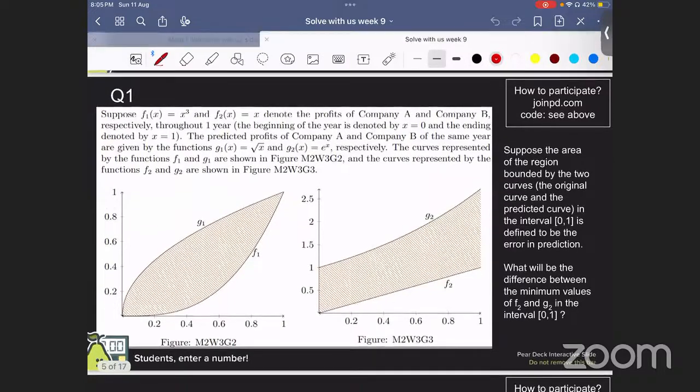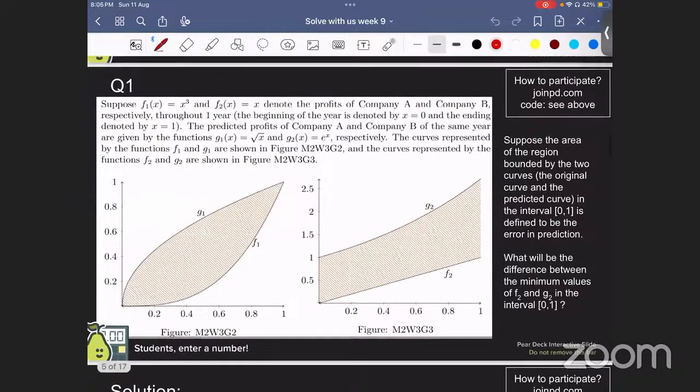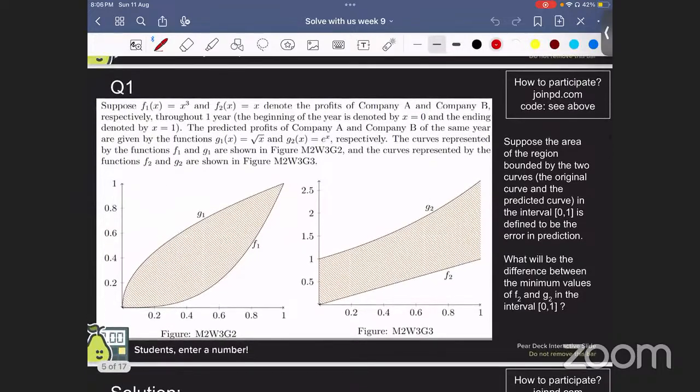So in today's session, our first question is, I'll just read out and try to explain, and then you can start solving the question. So the first question is, we have been given two functions. The first function is x cube, and the second function is y equals x itself. That denotes the profit of a company A and a company B. So there are two companies.